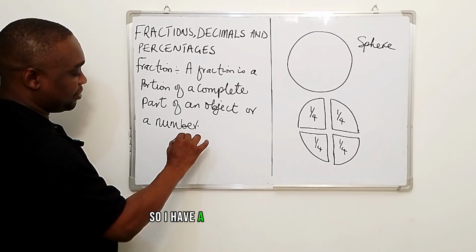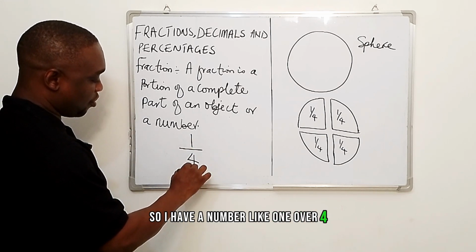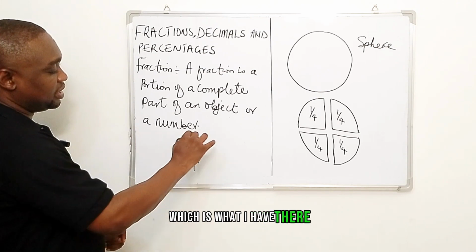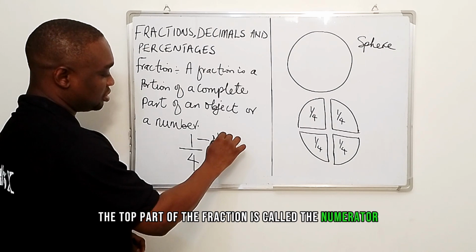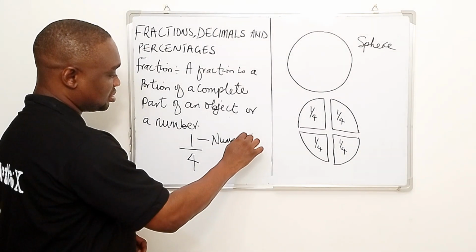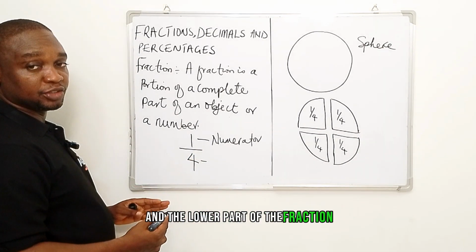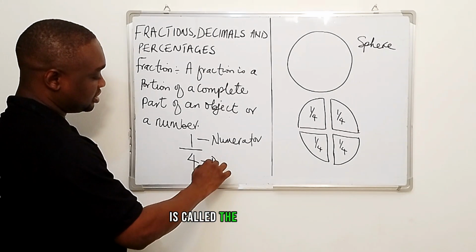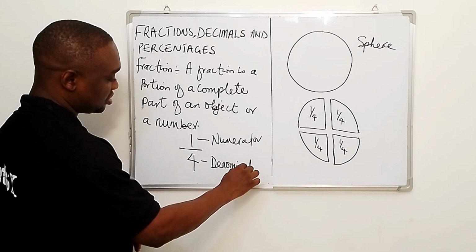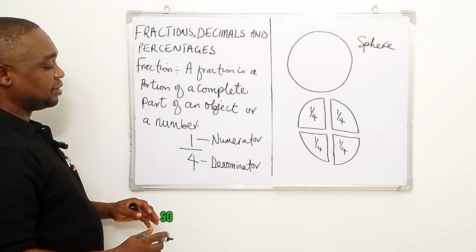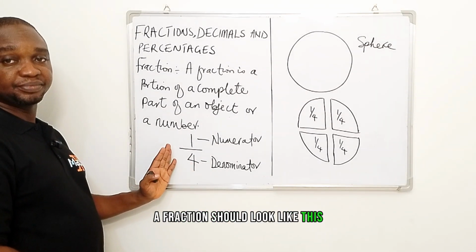Let's look at, there's some space here. So I have a number like 1 over 4, which is what I have there. The top part of the fraction is called the numerator, and the lower part of the fraction is called the denominator. So in terms of its appearance, a fraction should look like this.